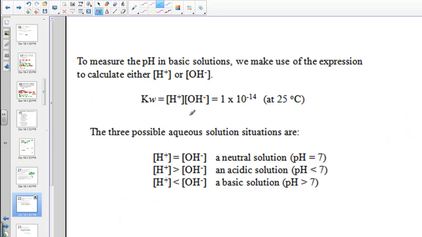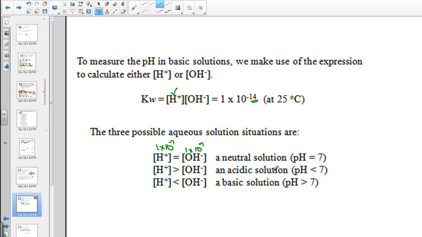So we're looking at the relationships of Kw, the ion product constant for water. pH is a measurement of hydrogen ion. Remember that if they're exactly the same, we have a pH of 7, because we would have 1 times 10 to the negative 7th of hydrogen and 1 times 10 to the negative 7th of hydroxide. Knowing that they always add to 14, our solution is neutral when they're exactly the same.